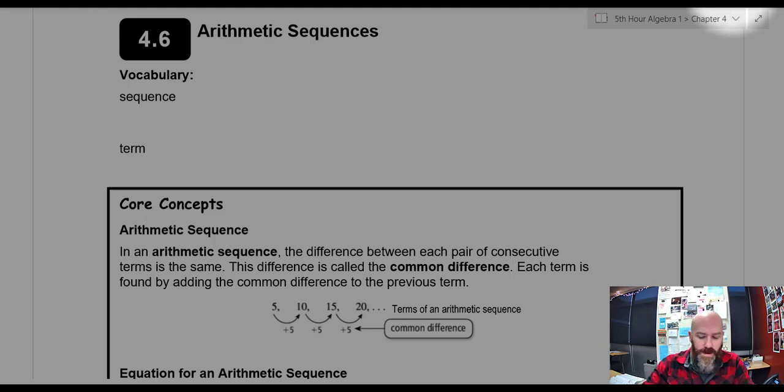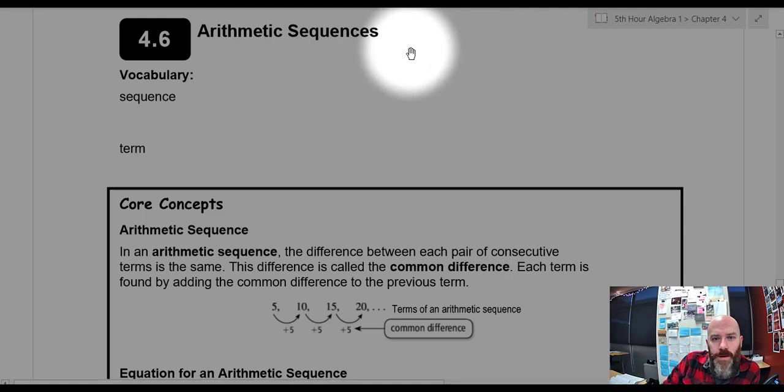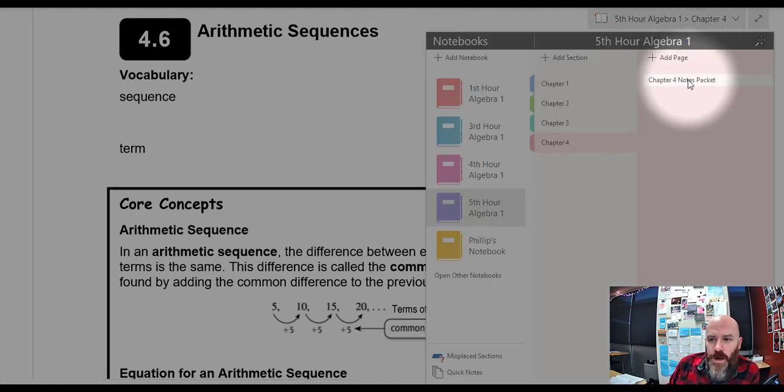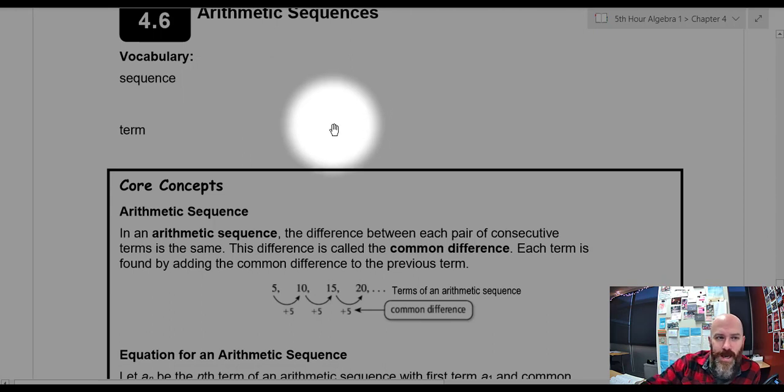Hello, welcome back. We're going to do 4.6, which is arithmetic sequences, and this is part 1 of this lesson. So this is going to start off with some vocabulary. Let's talk about what a sequence is and a term.